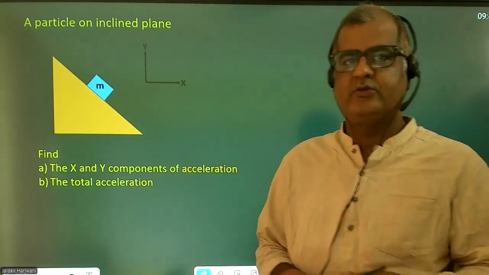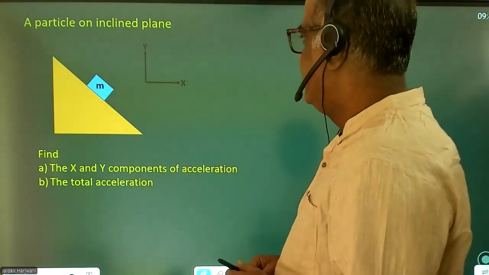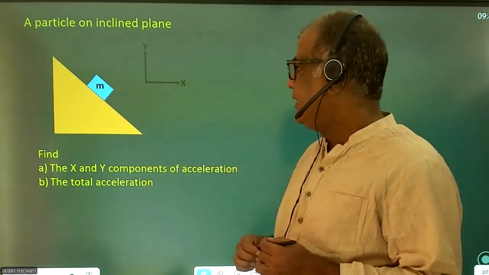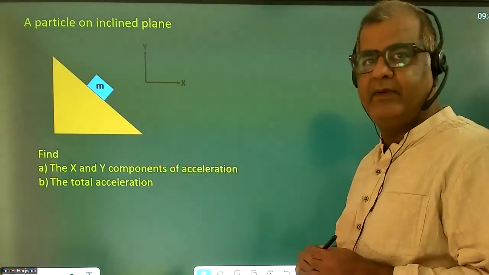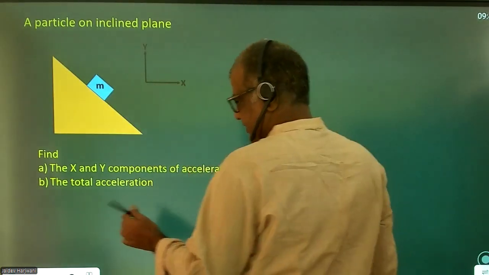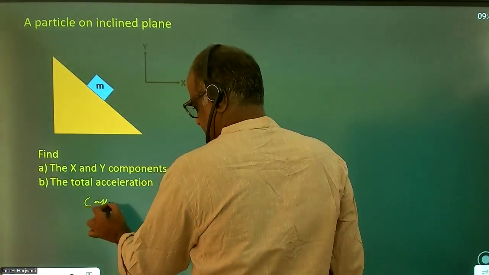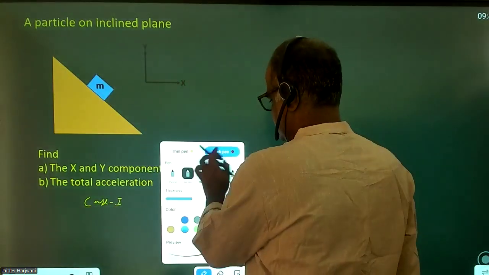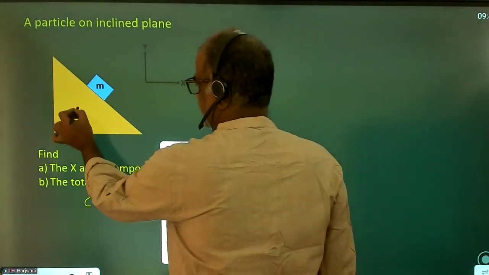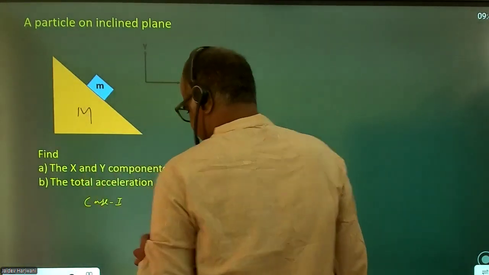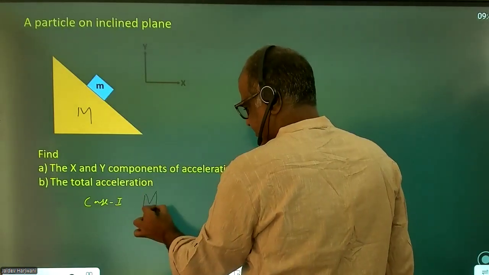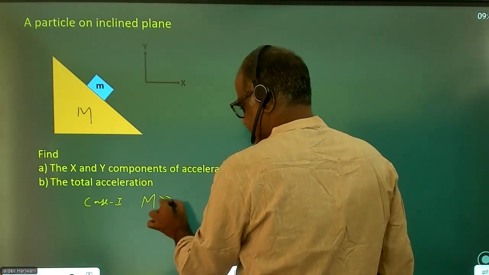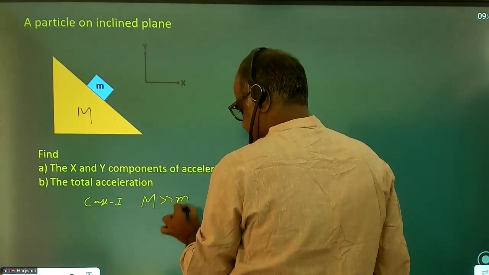Hello students, today I am going to discuss a very common problem in mechanics, a block sliding on an inclined wedge. So here I am taking two cases. Case number one, when the mass of the wedge, capital M, is very high compared to the mass of the block.